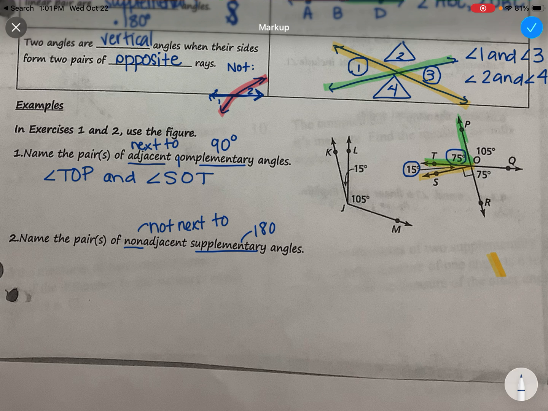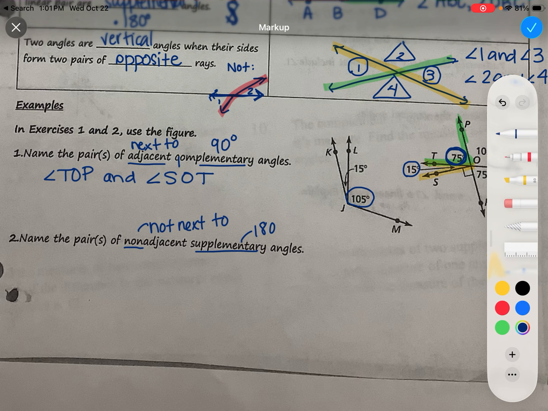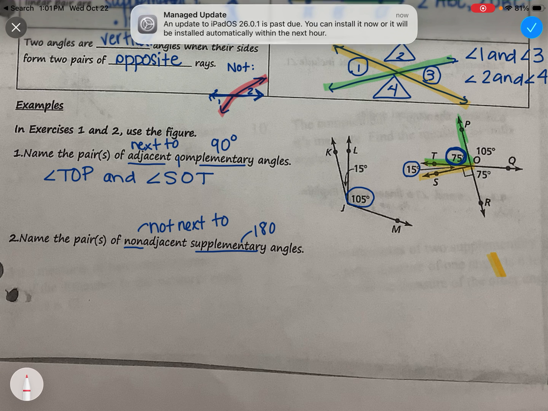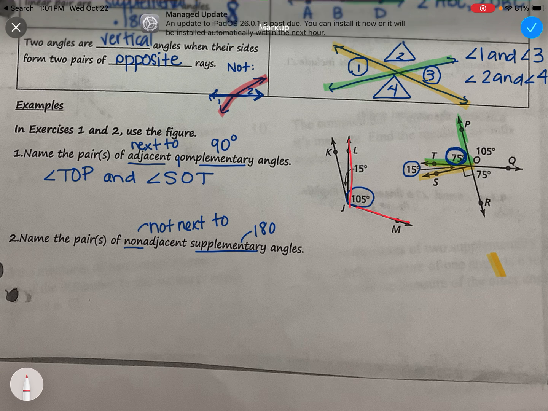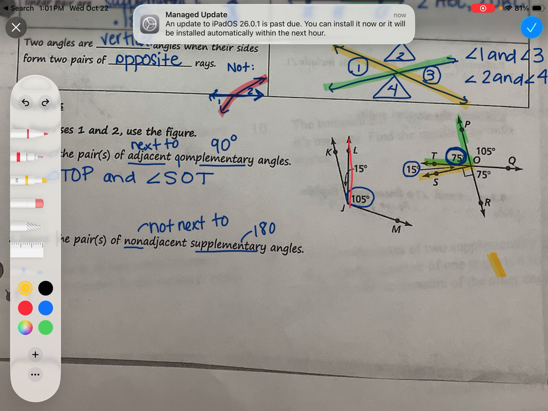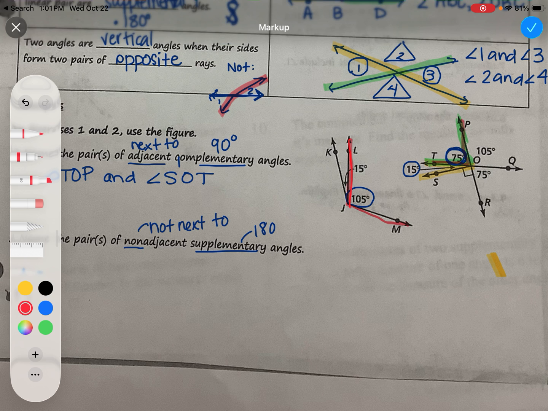So if we look at it, we see a 105 over here, right? Well, 105 plus 75 is 180. So I'm going to go ahead and say I have angle LJM and angle TOP again. Angle LJM and angle TOP.